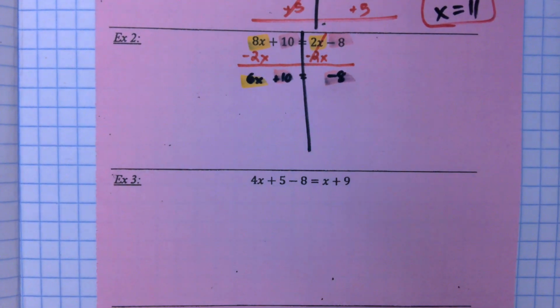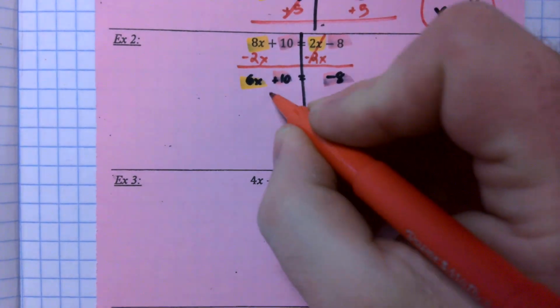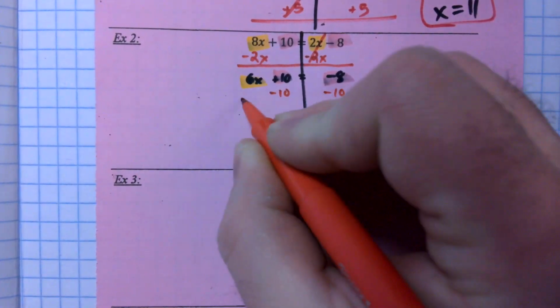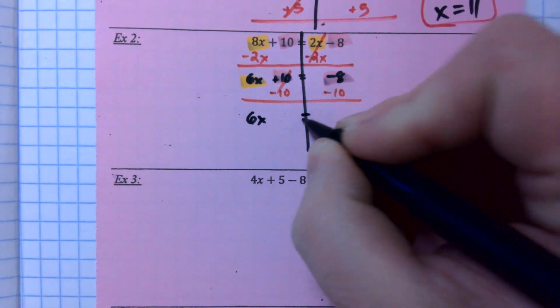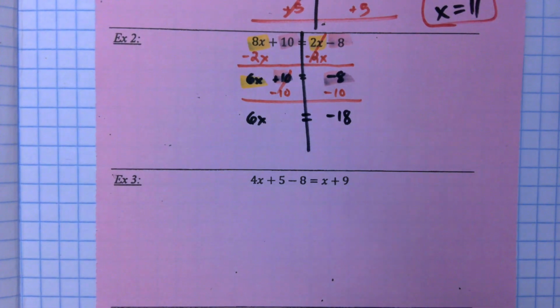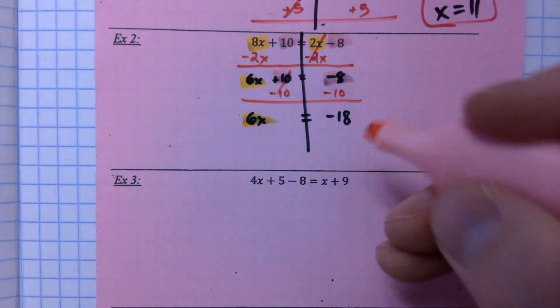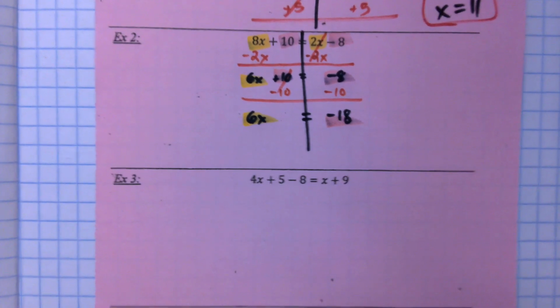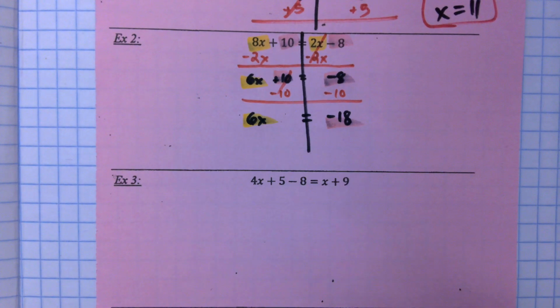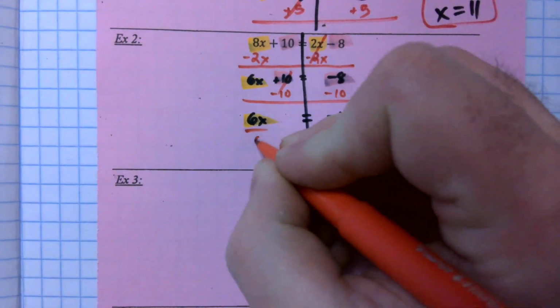What's the opposite of plus 10? Minus 10. What's -8 minus 10? -18. Now I've got down to a yellow term on the left and a pink term on the right. That tells me that it's time to do what? Divide. That's right. What am I dividing both sides by? 6.